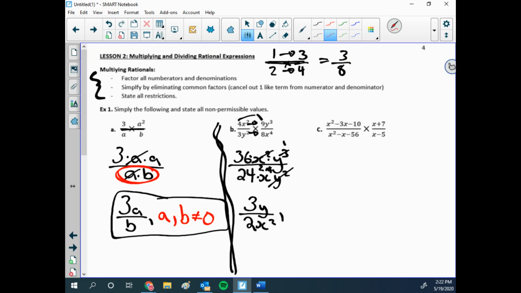The other thing I need to do is state my restrictions. So for this, the denominator cannot equal 0. So x and y cannot equal 0.